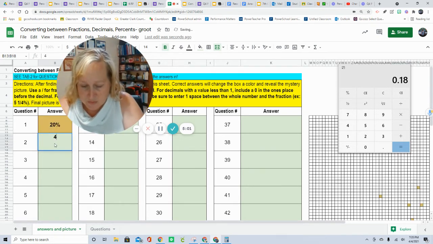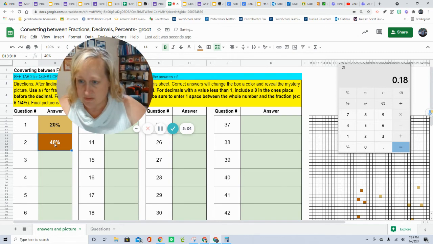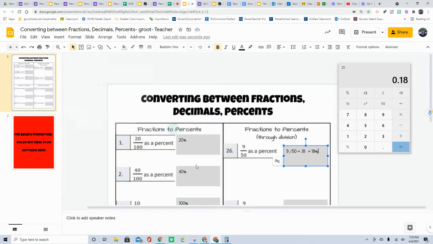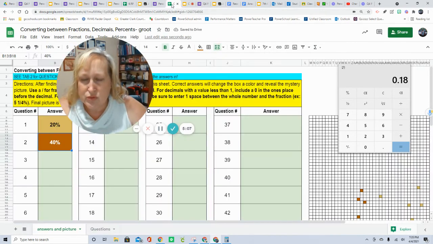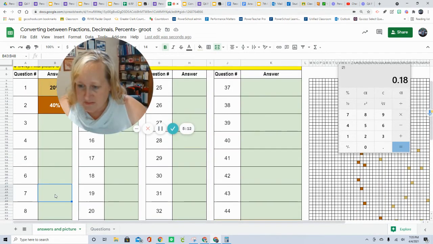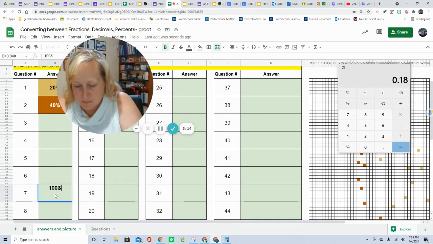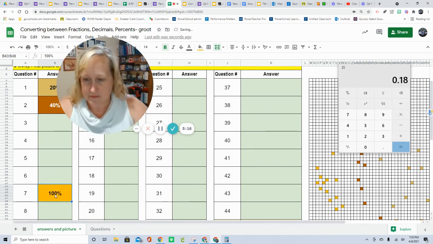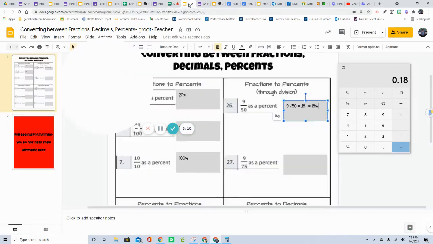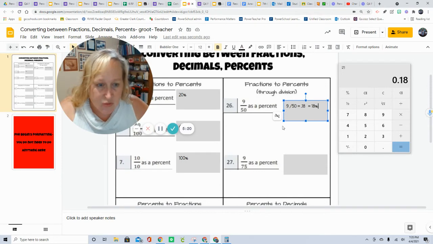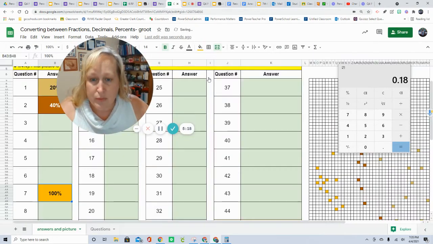And then this one was 40%, I believe. Yep. And then we had another answer to number 7. So number 7 was 100%. Perfect. Did we get another problem done? We got 26 done. So we got 18% for 26.